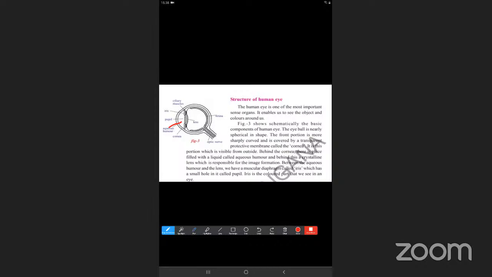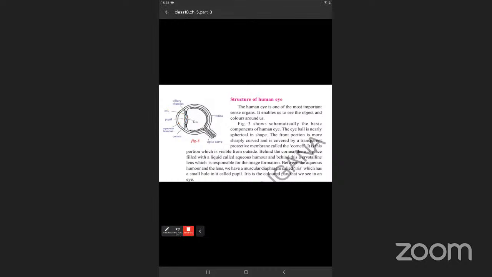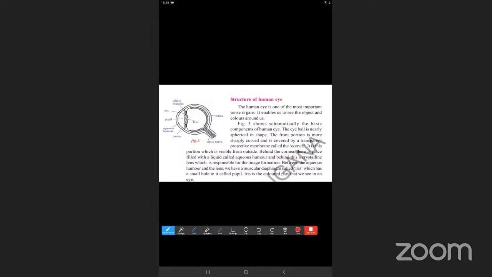Behind this is a crystalline lens, which is responsible for the image formation. This is the crystalline lens here. Between the aqueous humor and the lens, we have a muscular diaphragm called the iris. This is the iris here, which has a small hole in it called the pupil. This is the pupil. The iris is the colored part that we see in an eye.